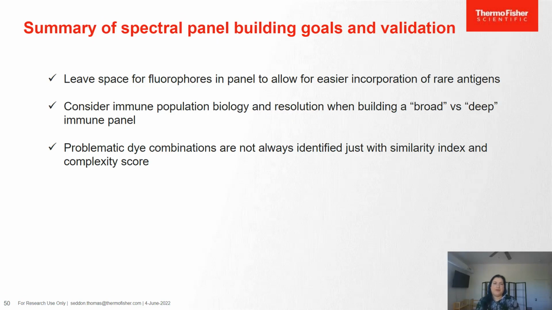Problematic dye combinations are not always identified with just the similarity index and the complexity score. As I pointed out, the similarity index will identify something pairwise that's happening, and the complexity score will tell you overall how this panel compares to something else of a similar size. But it doesn't necessarily capture if you have spectral bunching. So just be aware to think about, have I put 3 very similar dyes in a similar space in the panel, and maybe I want to avoid that.